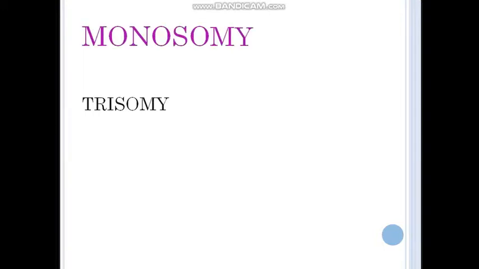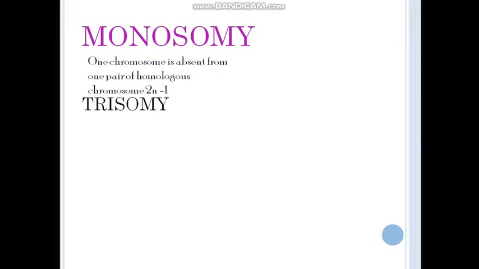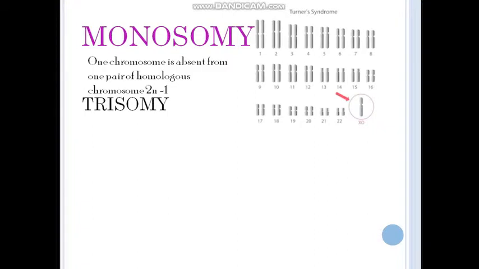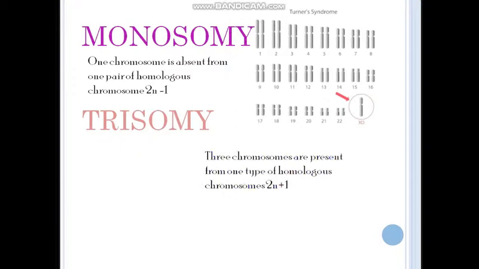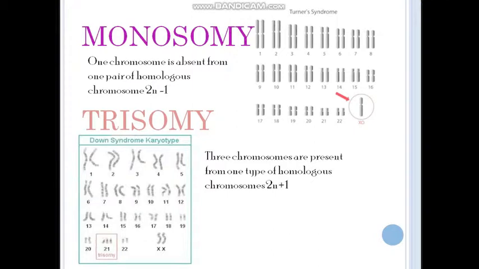The term monosomy is used to describe a chromosomal abnormality in which one chromosome is absent from one pair of homologous chromosomes. The term trisomy is used to describe the abnormal chromosome number in which three chromosomes are present from one type of homologous chromosomes. Those two conditions can be indicated as 2n-1 and 2n+1 respectively.